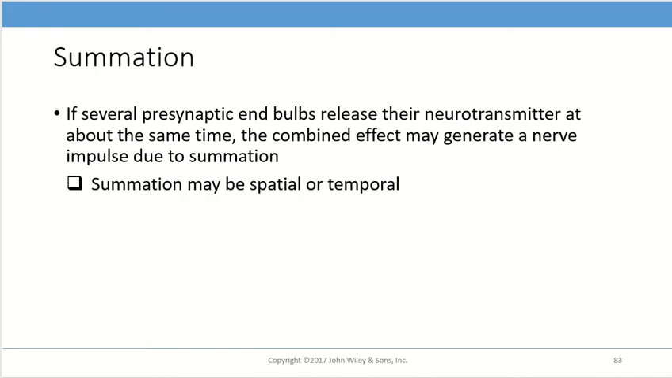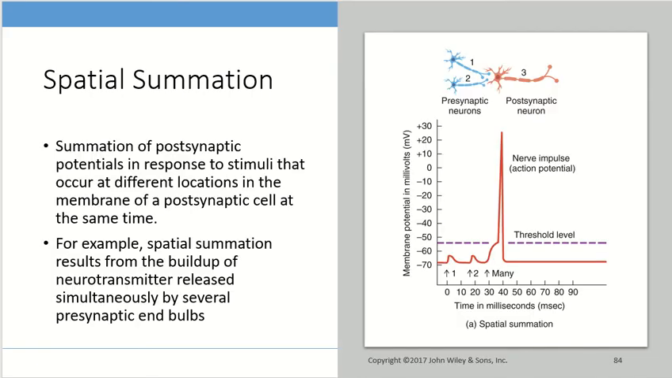So if the presynaptic end bulbs release their neurotransmitters at the same time, the combined effect can generate a nerve impulse, and this is due to summation. Summation can be either temporal or spatial. In spatial summation, this is summation of a postsynaptic potential in response to stimuli that occur at different locations in the membrane of the postsynaptic cell at the same time. So we've got multiple different locations that are giving off the stimuli.